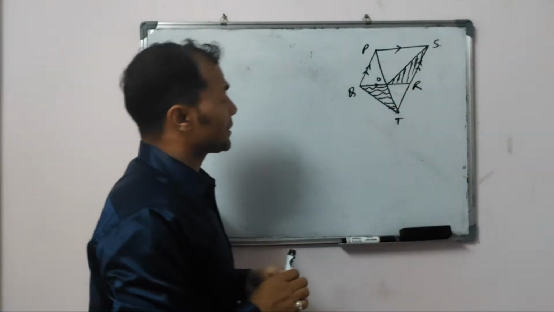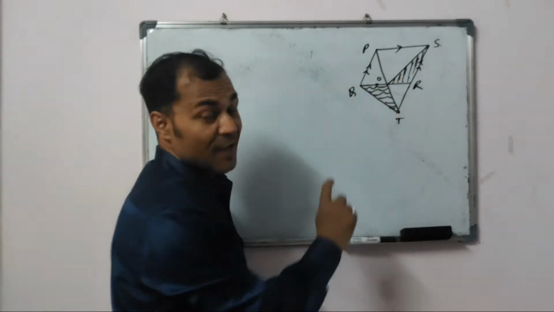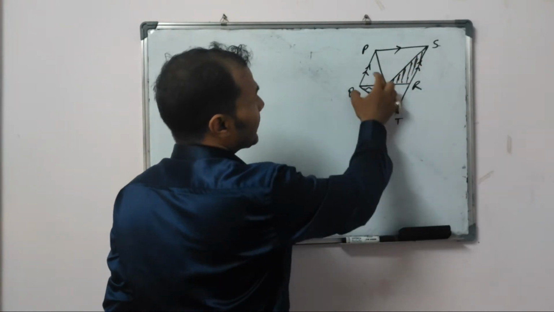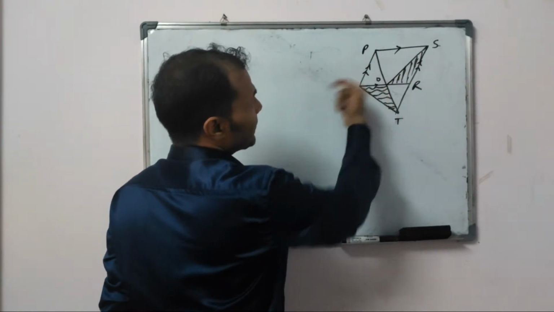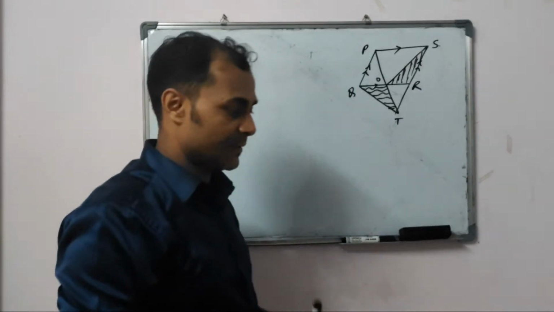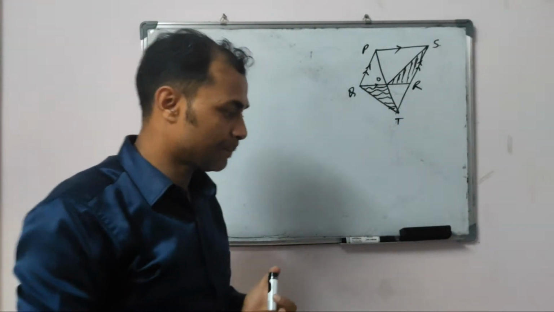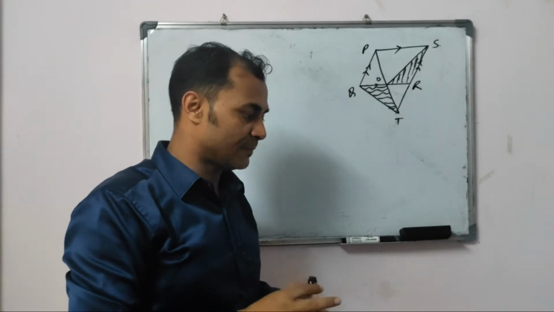So ultimately what does it imply? This plus this is also half of the parallelogram. This plus this is half of the parallelogram. And this plus this is also half of the parallelogram. So just take this common, you will get this equals to this. Clear? So you can do this, right guys? So now I'll move to the next question.